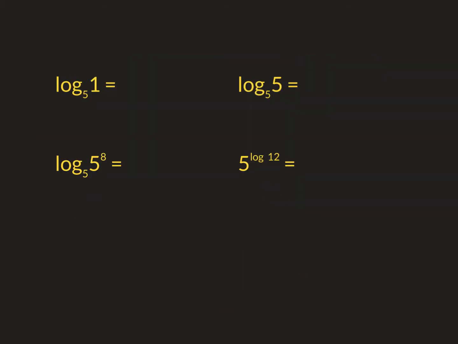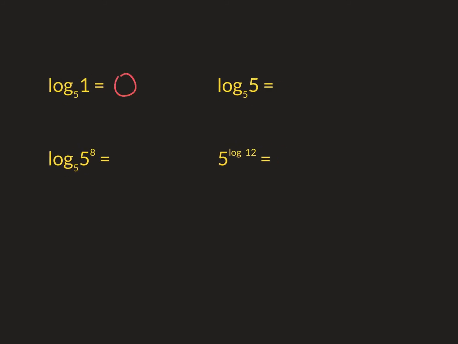This first one says log base 5 of 1. That has to be 0 because anything to the 0 power is 1. The next one, log base 5 of 5, is 1, the first power, because 5 to the first power is 5.